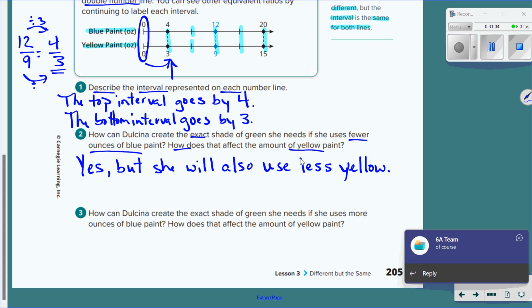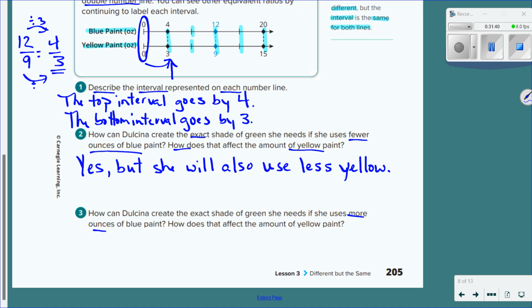How can Dulcina create the exact shade of green if she needs to use more ounces of blue paint? How does that affect the amount of yellow? Can I use more than 12 ounces of blue? Yes. If I do, what happens to the yellow? I have to use more yellow. Yes, but she will need to use more yellow.